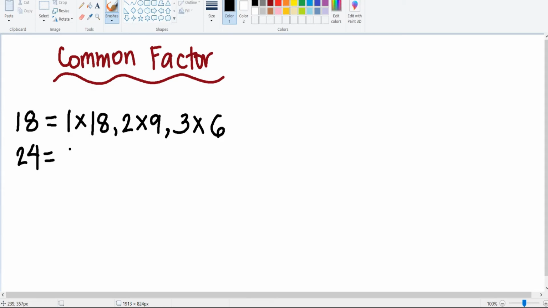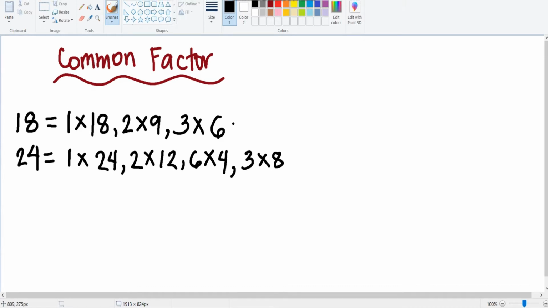Now, let's go with 24. So we have 1 times 24. We also have 2 times 12. We also have 6 times 4, and 3 times 8. Those are the factors of 18 and 24.